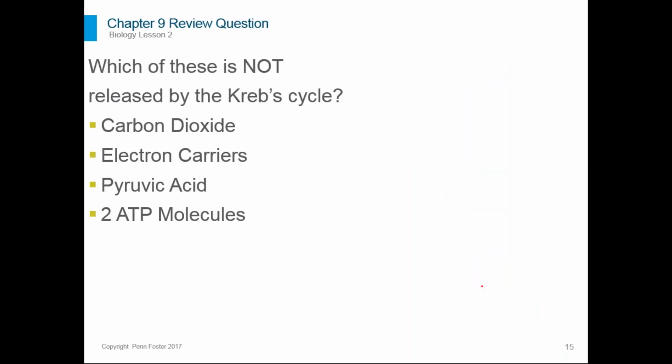So before we move on to the third stage, we have a quick review question. Which of these is not released by the Krebs cycle? So again, I'll give you a few seconds to think about it, and then we'll go over all these answers.